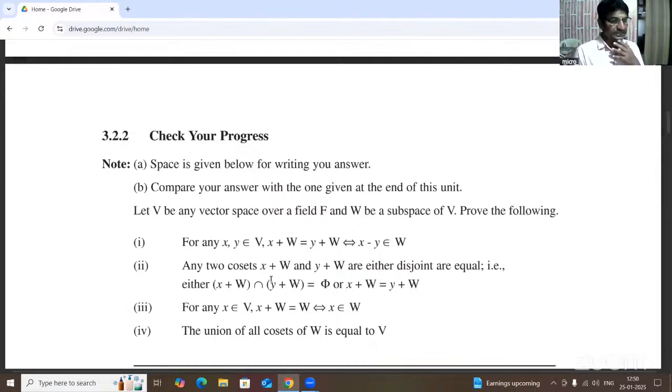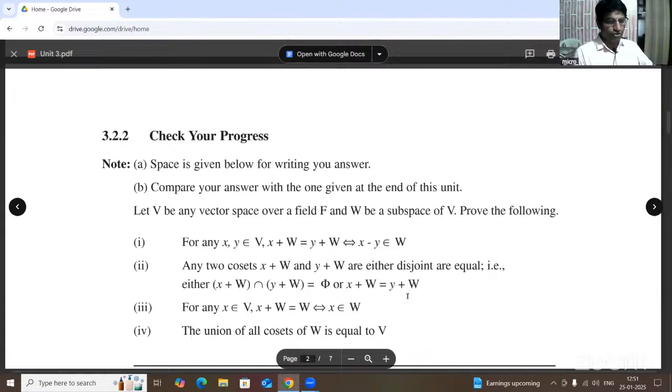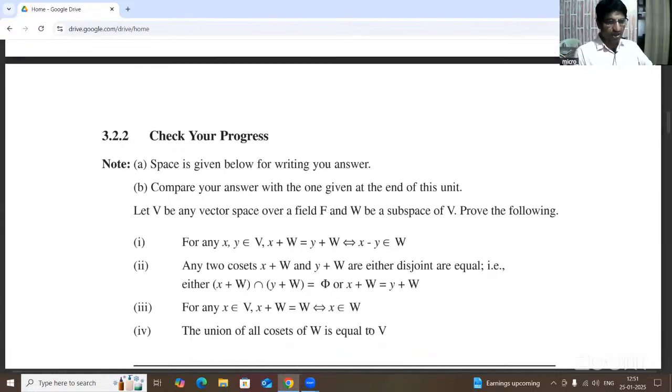Second property: any two left cosets or any two right cosets are either disjoint or identical. Disjoint means x plus W is one coset and y plus W is another coset, and the intersection between them is equivalent to the empty set. Identical means those cosets are equal: x plus W equals y plus W. Either this one or this one.